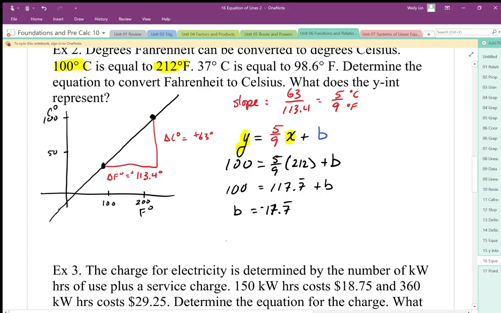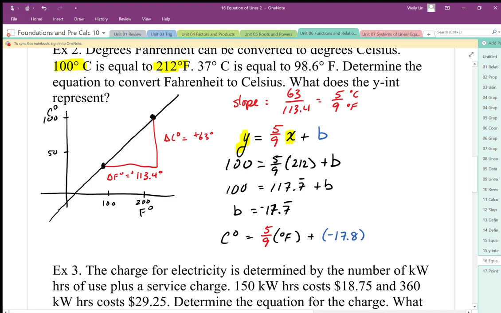So my degrees Celsius is equal to my slope times degrees Fahrenheit plus my y-intercept. So slope is 5 degrees Celsius for every 9 degrees Fahrenheit. My y-intercept is always in the same units as my y value. It's going to be negative 17, and I'm going to round that to 17.8 degrees Celsius.